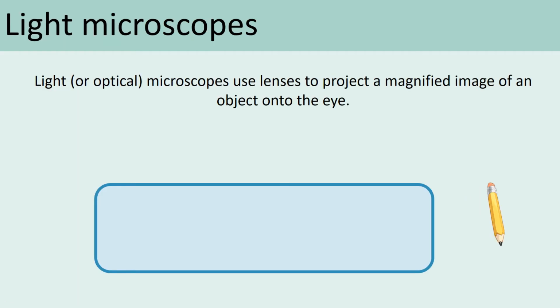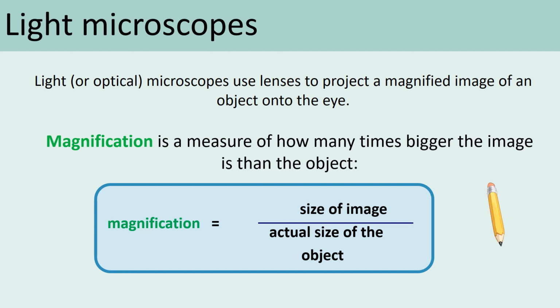Okay, so now we're going to look at the equation that you need to learn. You don't need to know many for biology, but you do need to know this one. So this is magnification, which is a measurement of how many times bigger the object is that the microscope can show. So we would do that by doing size of the image divided by the actual size of the object.